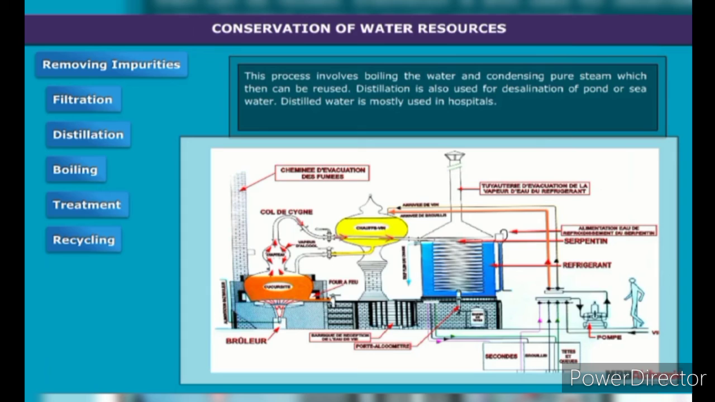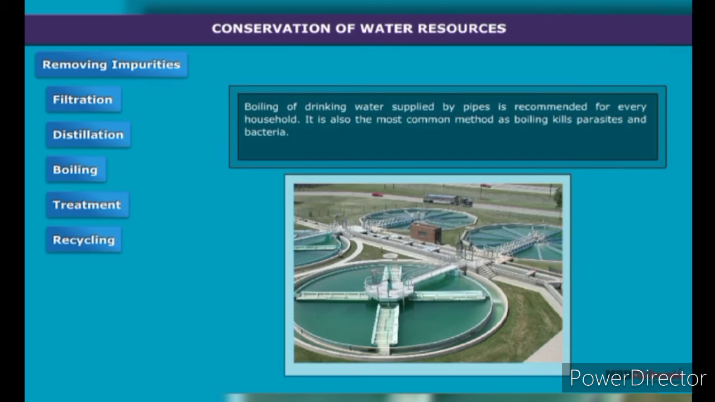Distillation. This process involves boiling the water and condensing pure steam, which then can be reused. Distillation is also used for desalination of pond or sea water. Distilled water is mostly used in hospitals. Boiling. Boiling of drinking water supplied by pipes is recommended for every household. It is also the most common method as boiling kills parasites and bacteria.